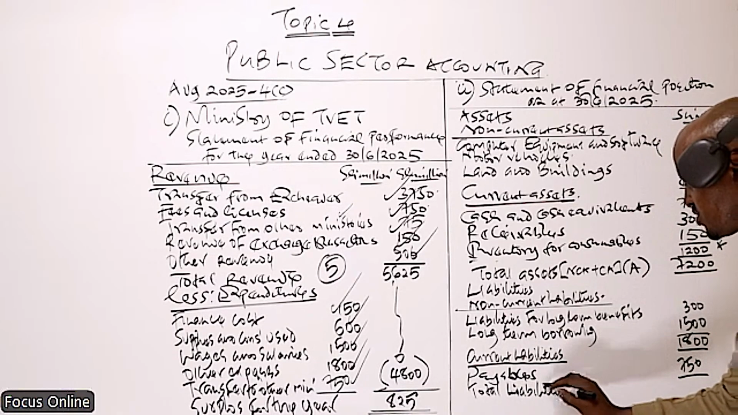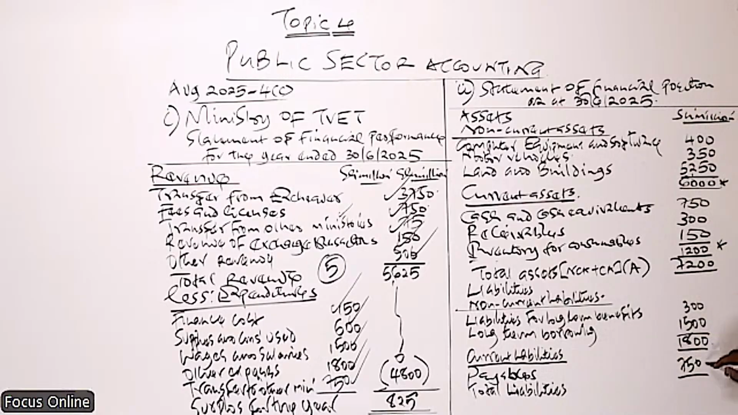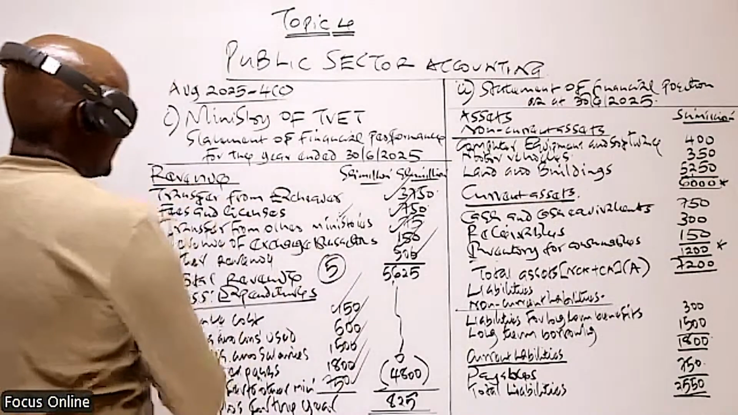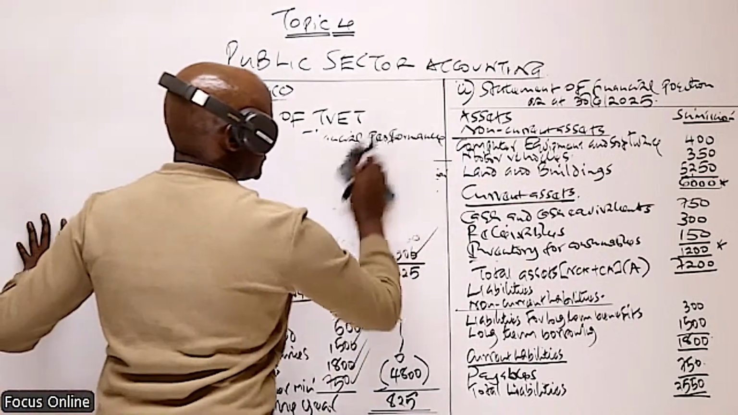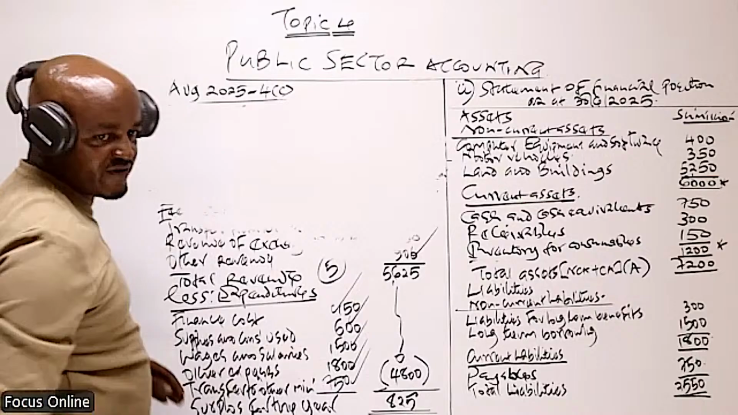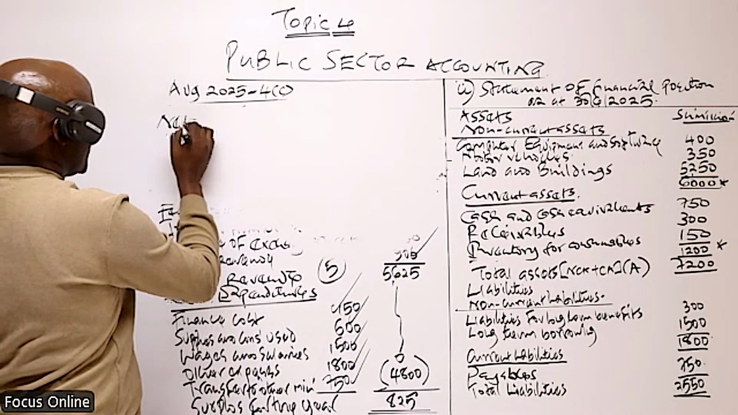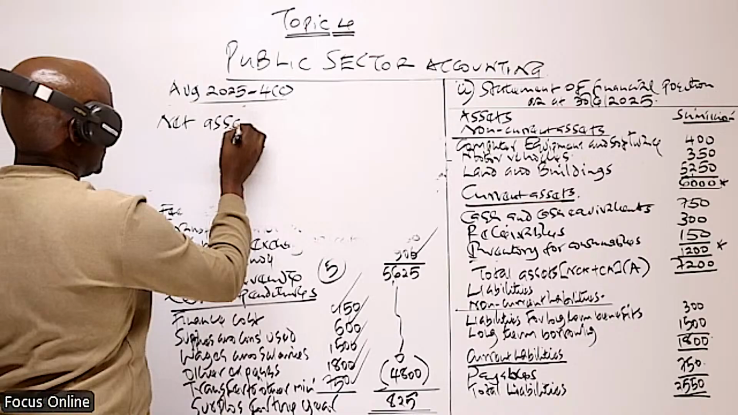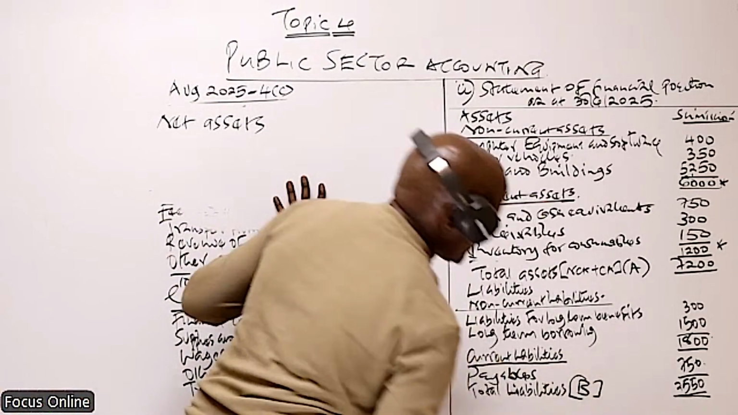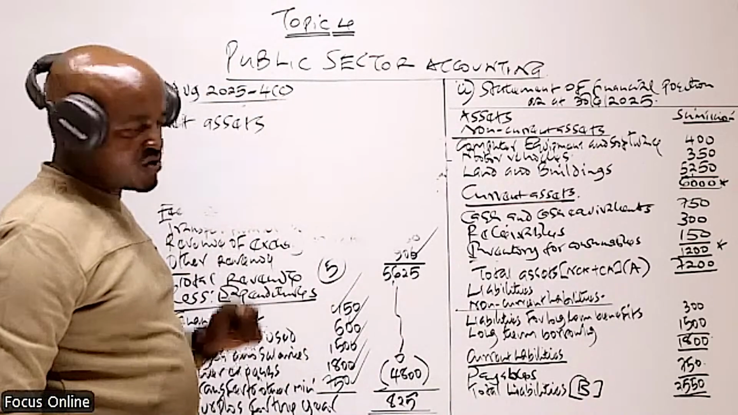Total liabilities will be this plus this, and that basically will give us 2550. So having that, we proceed and we get something called the net assets. In fact, we can denote the total liabilities using capital B.